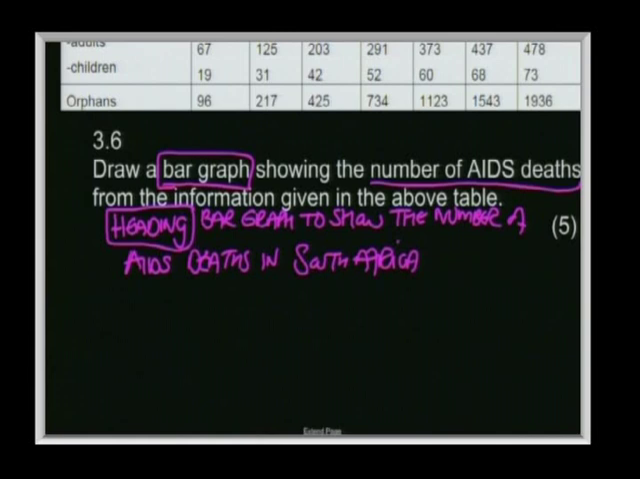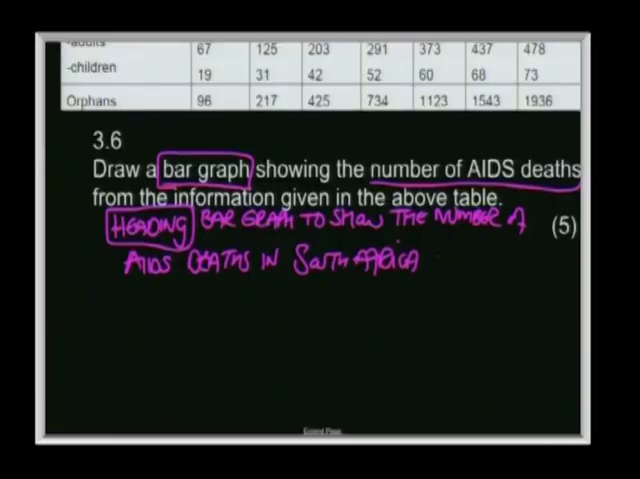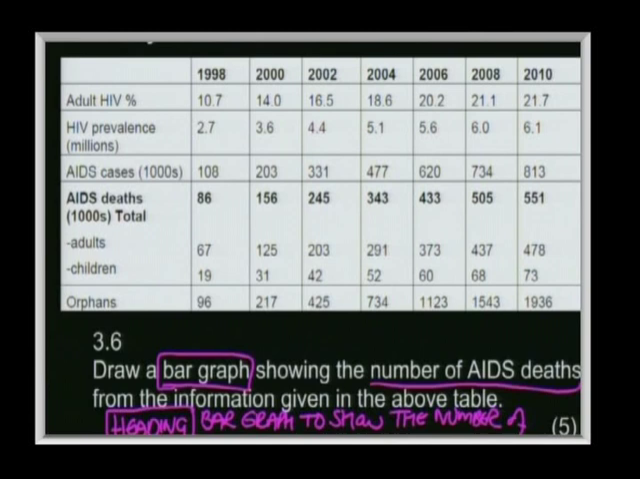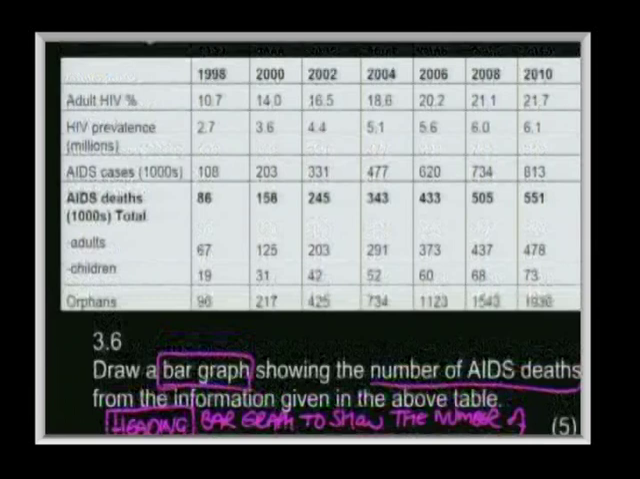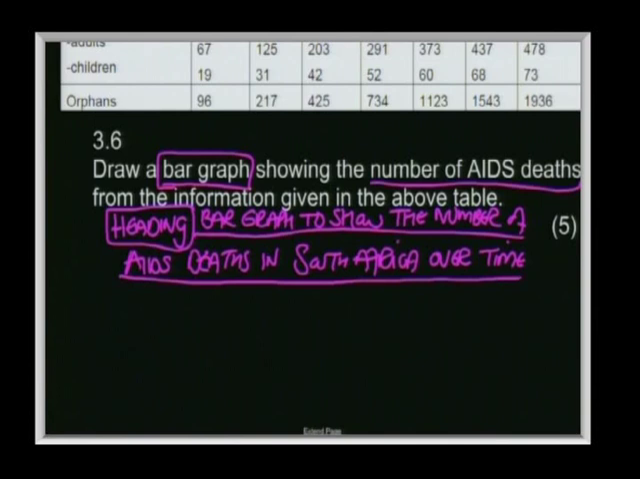That's our second variable. And because we're asked to do it over a number of years, let's add that into our heading just to be 100% sure. I'm going to say over time, but you could go back to the table, say from 1998 to 2010, over a 12-year period. That's the first thing as regards giving a heading. Always underline your heading so that it stands out from your graph.